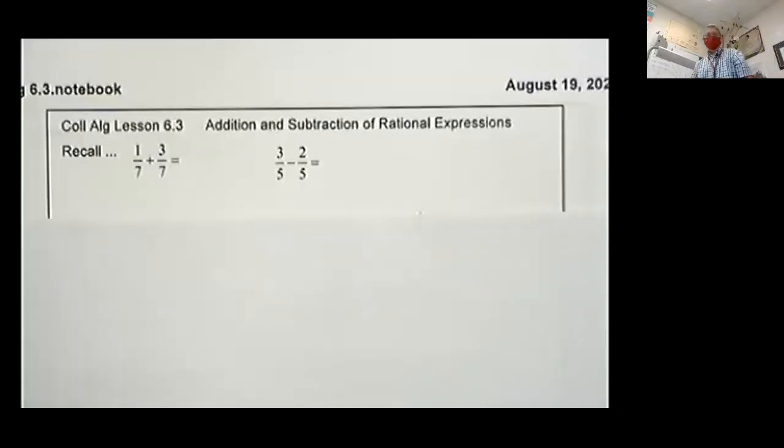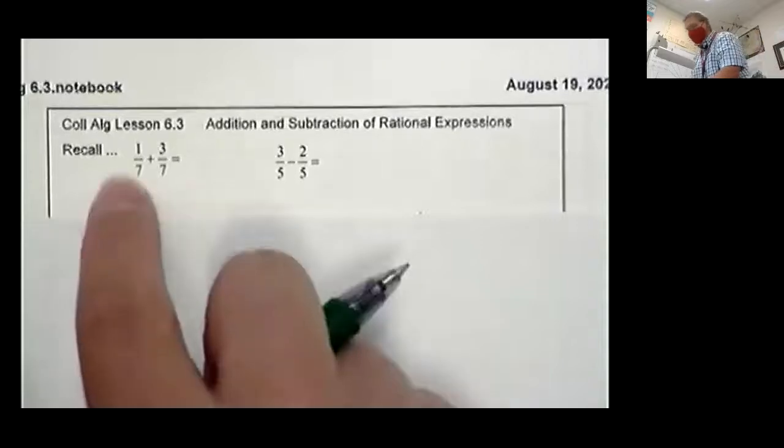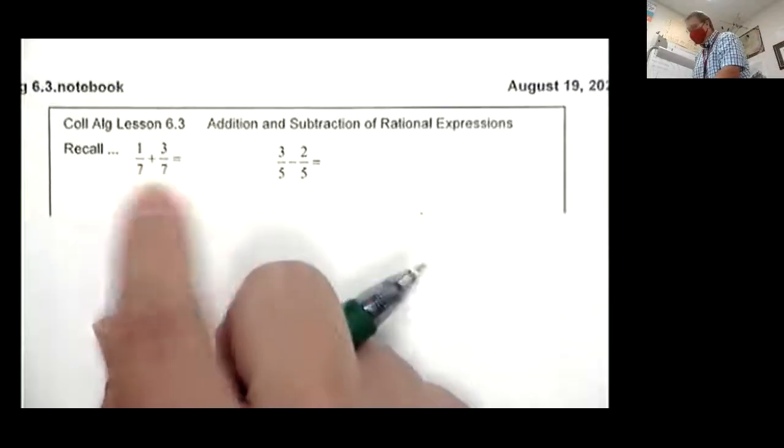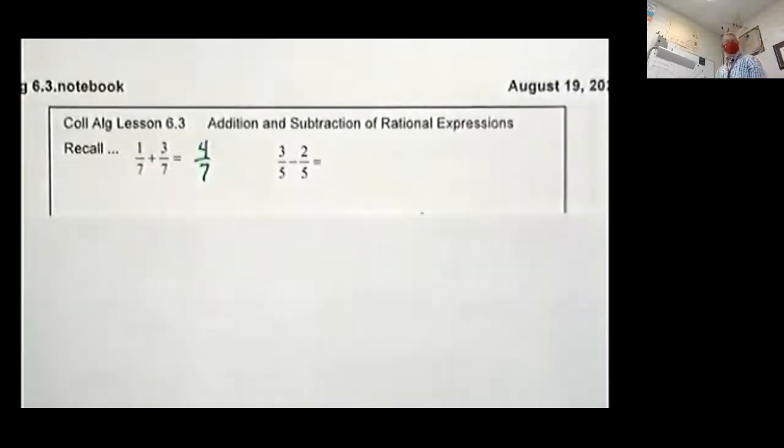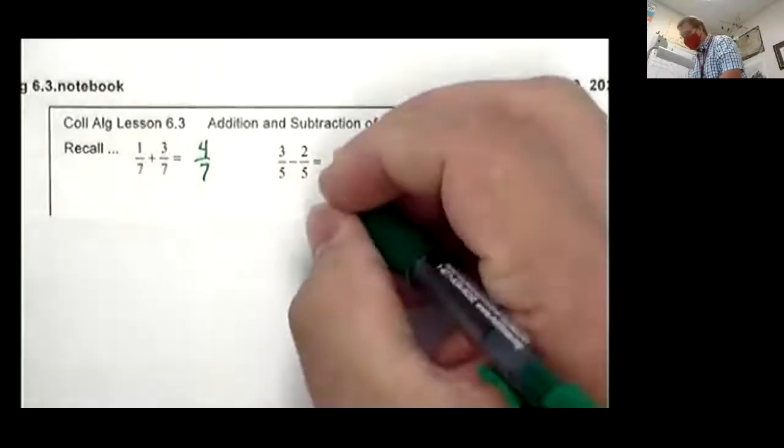Let's recall from, again, 4th and 5th grade fractions. If we're adding fractions that have the same denominator, all we have to do is add the numerators. So 1/7 plus 3/7 is simply 4/7. Right? If we're subtracting fractions that have the same denominator, it turns into subtraction.